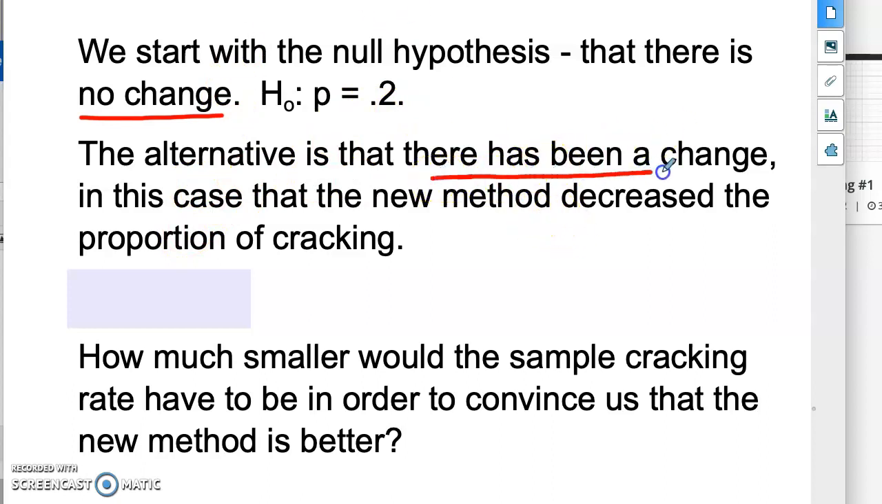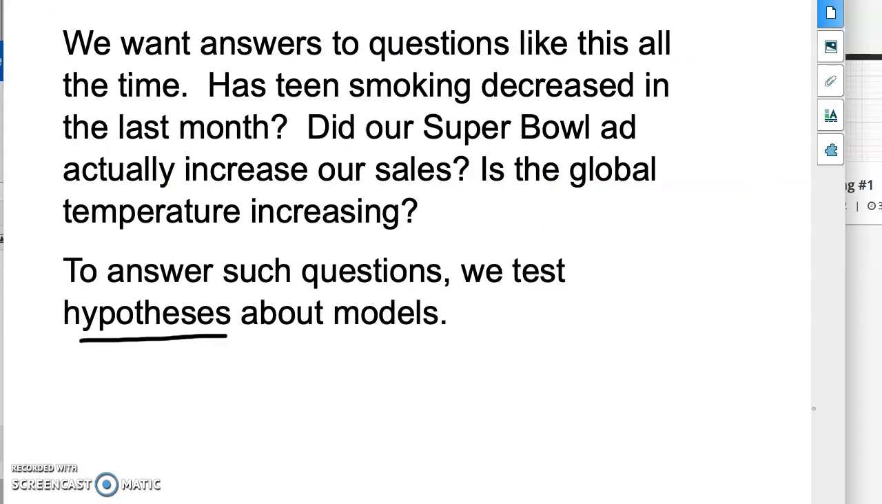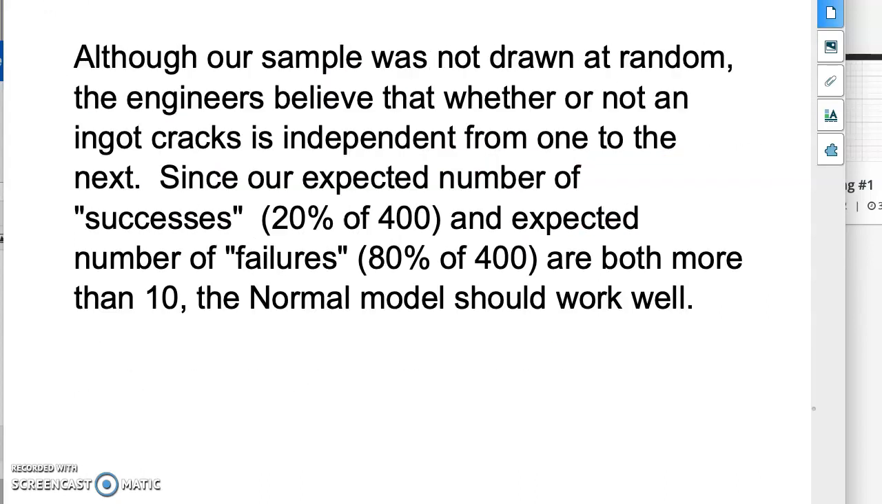The alternative is that there has been a change, okay? There has been a change. The new method will decrease, in this case decrease, not always, the proportion of cracking. Okay, so here we have H sub A, the alternative, A for alternative, p is less than 0.2. Question: how much smaller would the sample cracking rate have to be in order to convince us that the new method is better? Is 0.17 low enough, or is it not low enough?